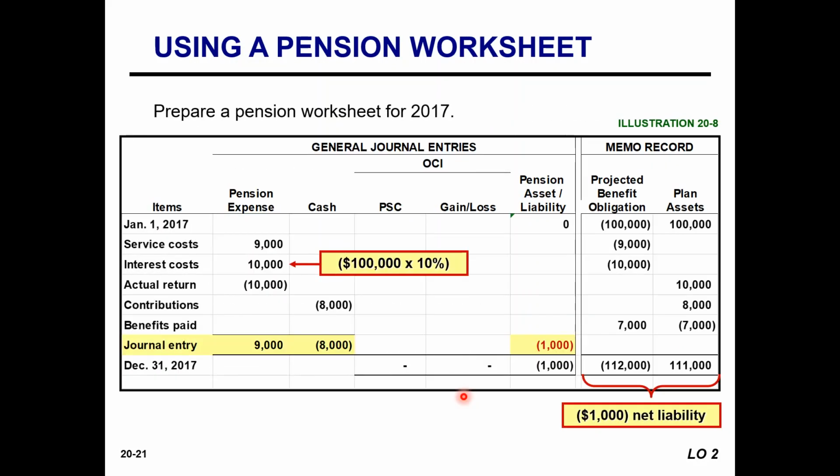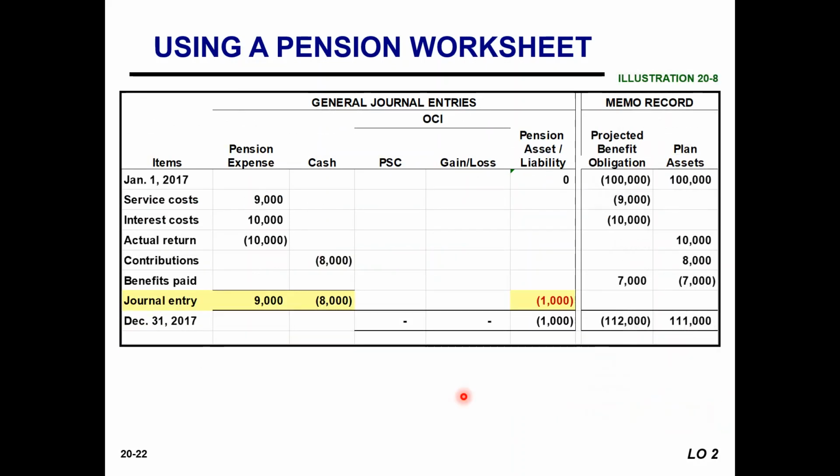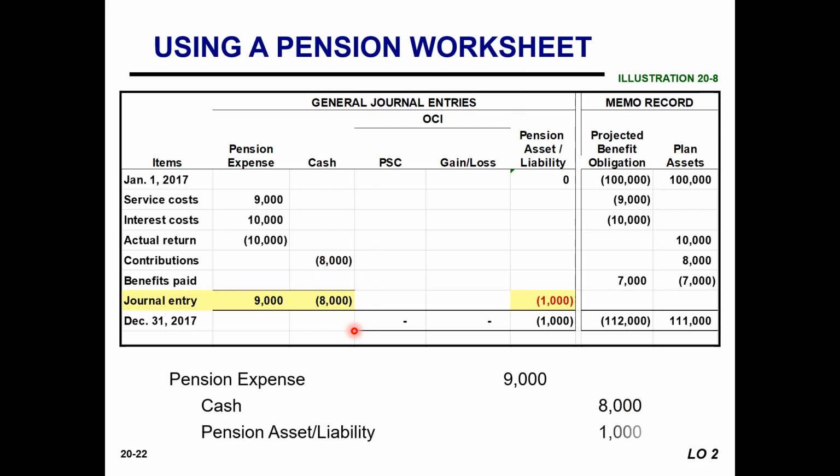Once you've put the information into your worksheet, this is the completed worksheet, and then it follows your journal entries. Pension expense for $9,000, which is coming from here. Cash, $8,000 credit. And you have pension assets / liability for $1,000.